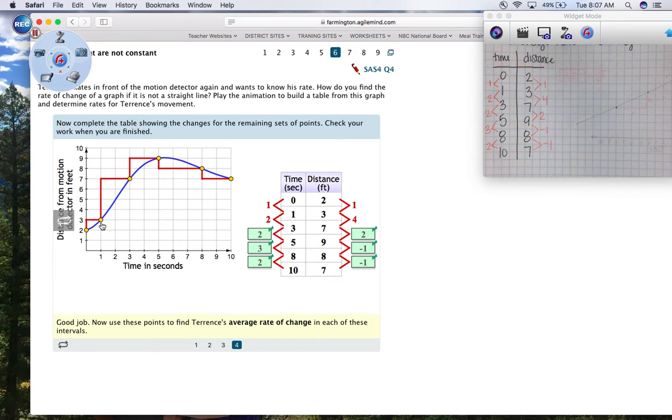You can see that from 1 to 3, it has the largest rate of change, because notice it's going 1, 2, 3, 4 over 1, 2. So 4 over 2 is 2.